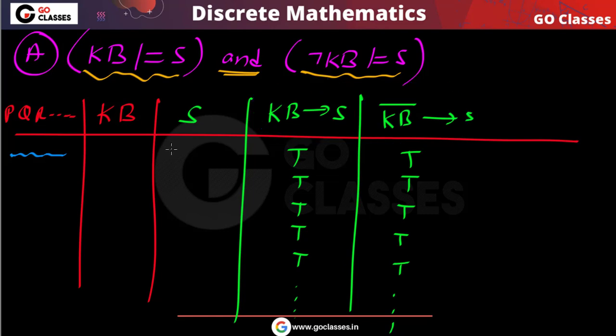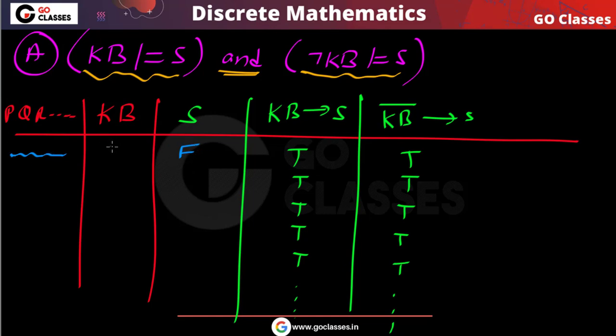Now notice that s can never be false. Why can s never be false? Just think about it. If s is false for this combination of truth values, or I can say for this row of the truth table, then there is a problem.